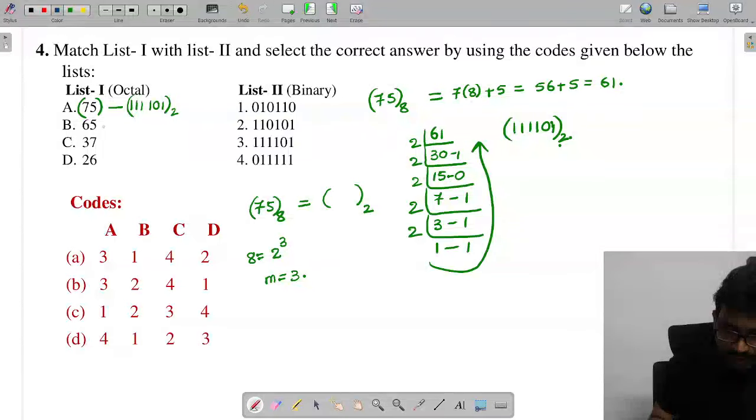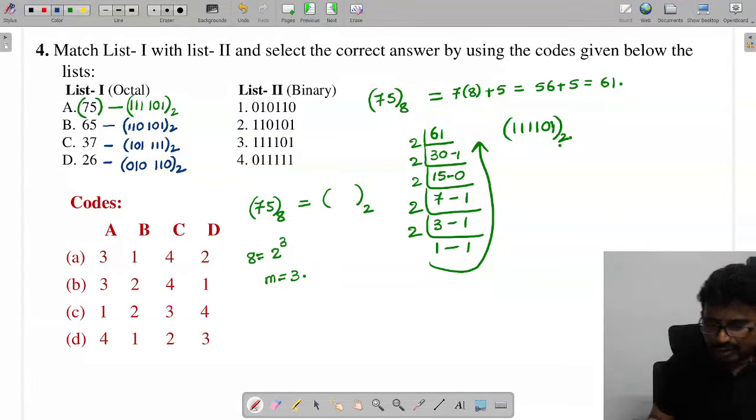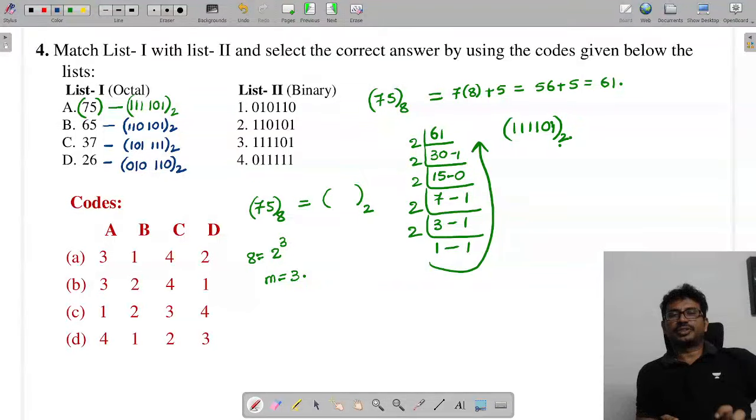Next, terminal of 65, represent it in 3 bits. 6 means 110, 5 means 101, and 3 means 011, and 2 means 010, 6 means 110. So now check the options, which can be satisfied.